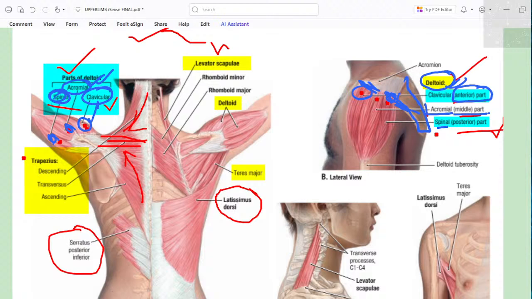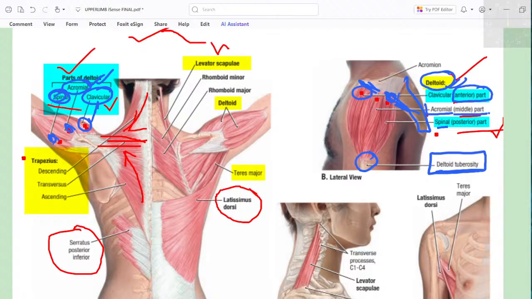Okay, and these are their origin, and they are inserting into the deltoid tuberosity.